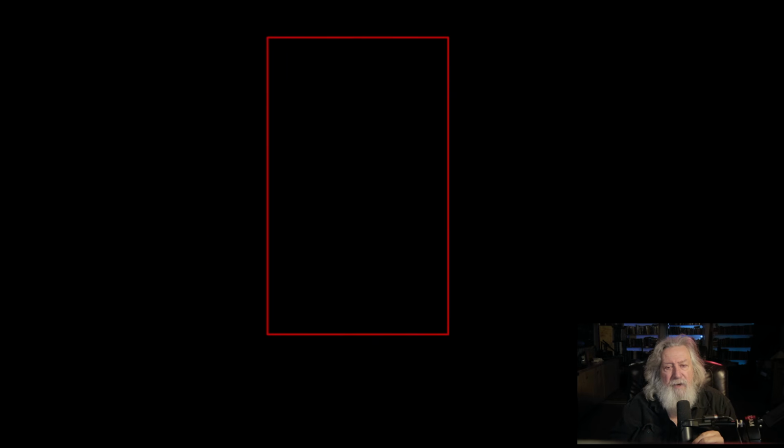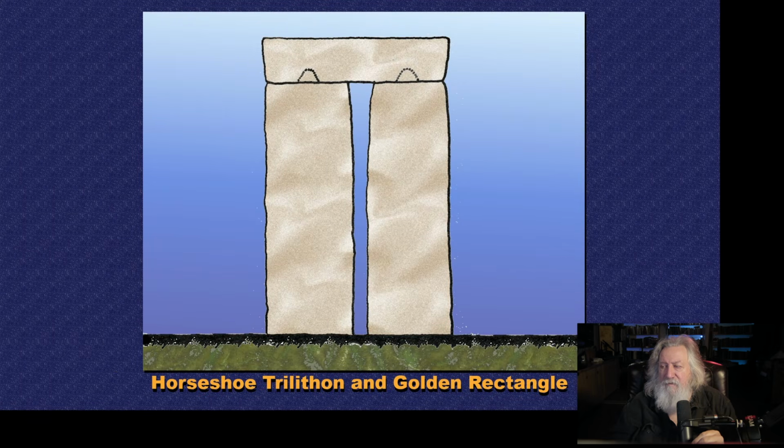here, I'm going to flip it up on its vertical axis, and here we have an elevation diagram of the sarsen stone, the horseshoe trilithon, the big rocks in the middle, and here the red border gives you a golden rectangle.